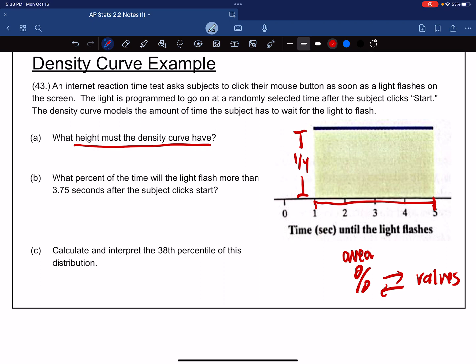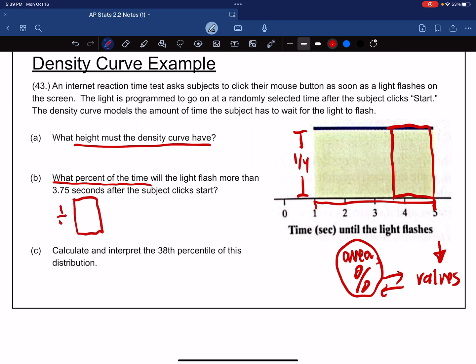Now, to answer a question like B, we can just employ the fact that we know that this is just an area model. So what percent of time? So percent, again, is an area. Will the light flash more than 3.75, which is around there? That is a value. But we can use this area model to go back and get a percent. How? Well, let's just look at this rectangle.